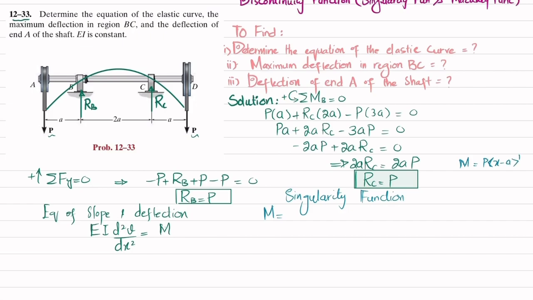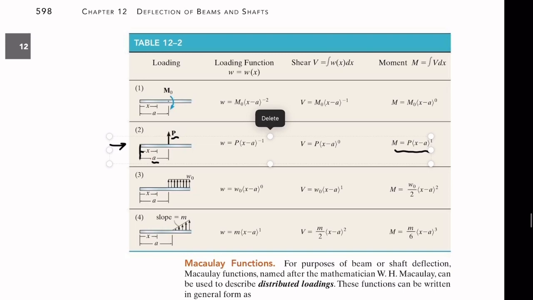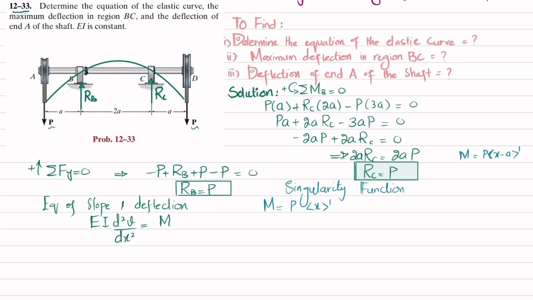Now for this loading, you can see that the load is P and A is equal to 0 because X starts from here. So we will write P into X power 1 because A is equal to 0. Here the loading is downward, so this value will be negative. The second term: this loading is upward, which is positive, and RB is equal to P. So P into this distance, X starting from here.